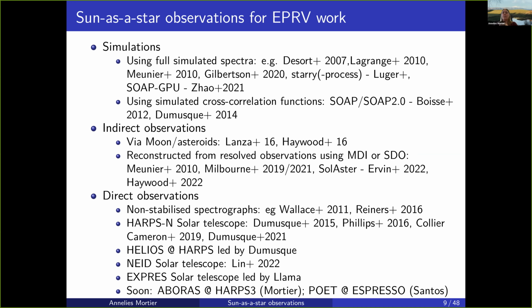Literally, you make another telescope, a solar telescope, specifically being able to point at the sun, and you stick it in your highly stabilized spectrograph that you normally observe stars with. I want to point out that these direct observations of the sun also happen for non-stabilized spectrographs, and have been happening for years. But obviously, from an EPRV perspective, we are interested in the stabilized spectrographs.